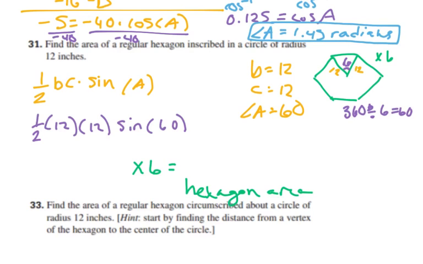Alright, so let's see, what's a half times 12 times sine, going back to degree mode, of 60. That's 62.3538. Again, times 6 means that the area is 374.12 units squared.